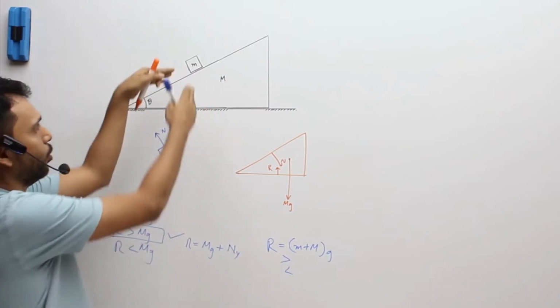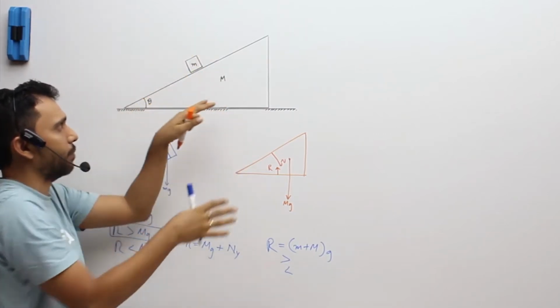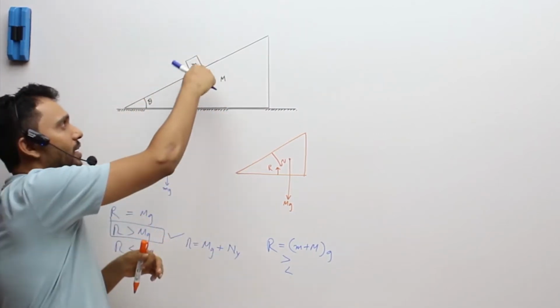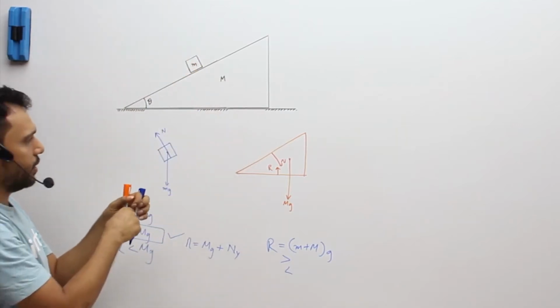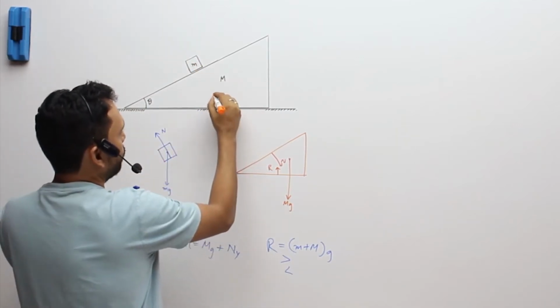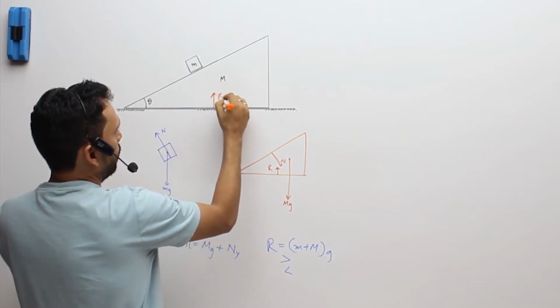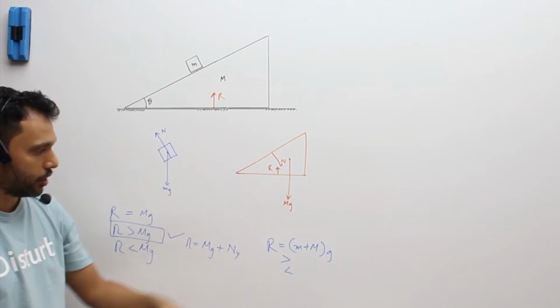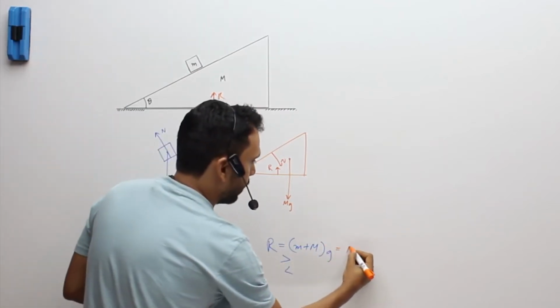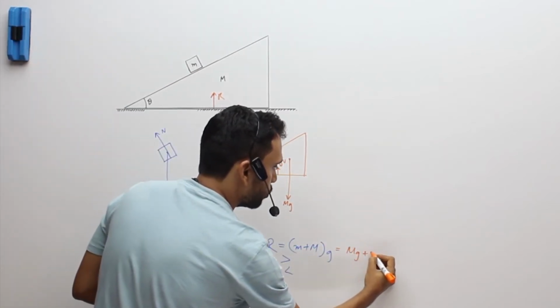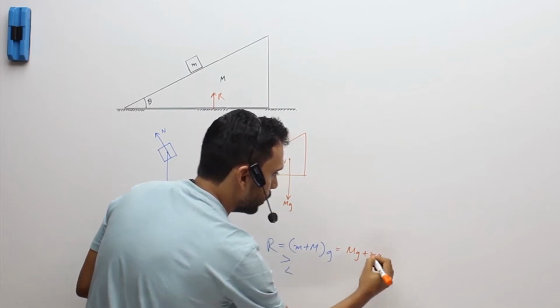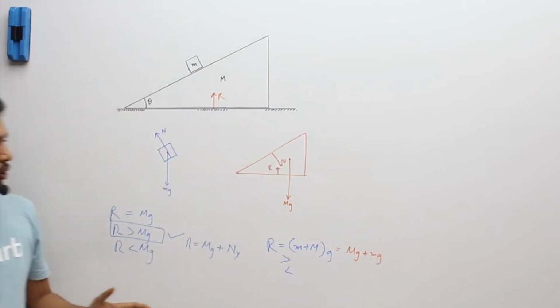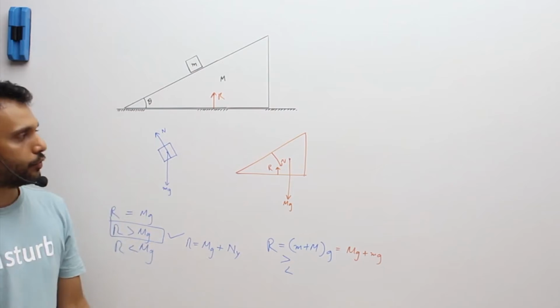M plus m, both the masses added. So the total mass over here was M plus m. If this is internal, what I'm asking is about this reaction from the ground R, which we knew is greater than Mg. Is it Mg plus small mg? Is this thing Mg plus small mg or not? Just analyzing. I'll give you 30 seconds for it.